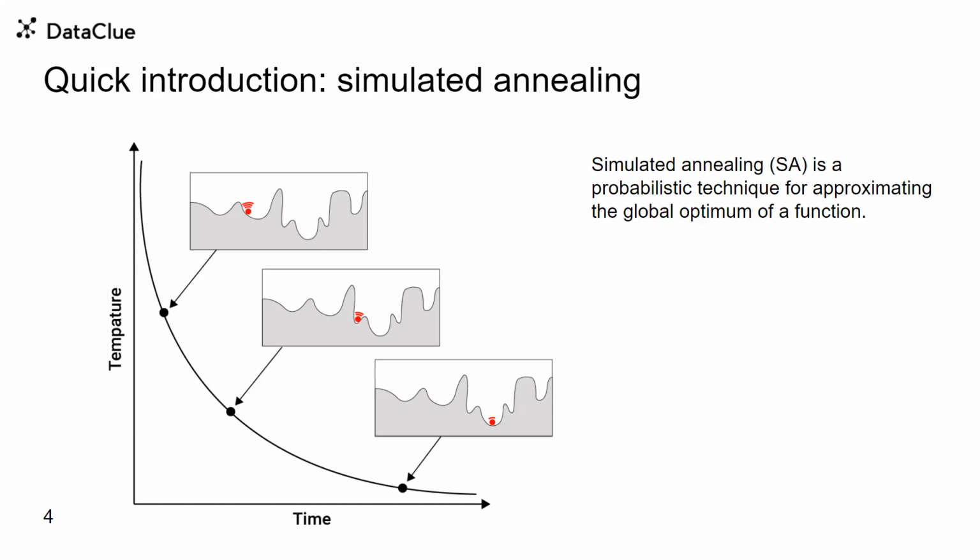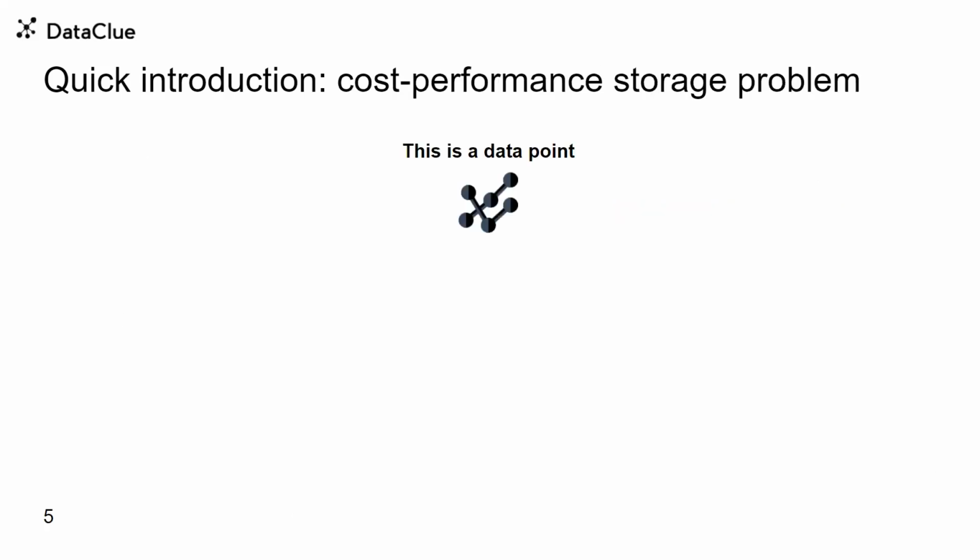As you can see, in the beginning it's really hot and has a lot of energy. This energy allows it to jump over the mountain and find the optimal solution on the right, as you can see in the bottom right box. So this is the general idea. It's more complicated than that, but this is what we can explain in 30 seconds.